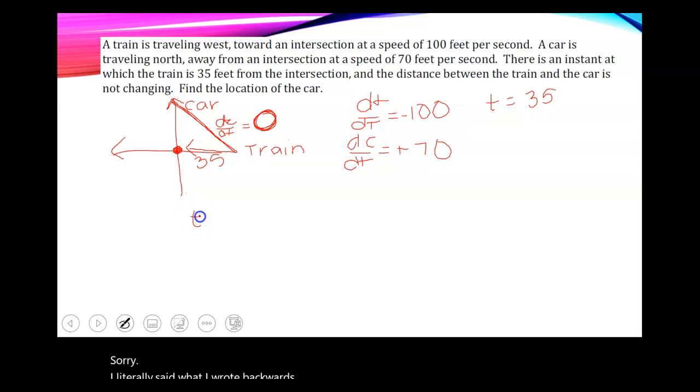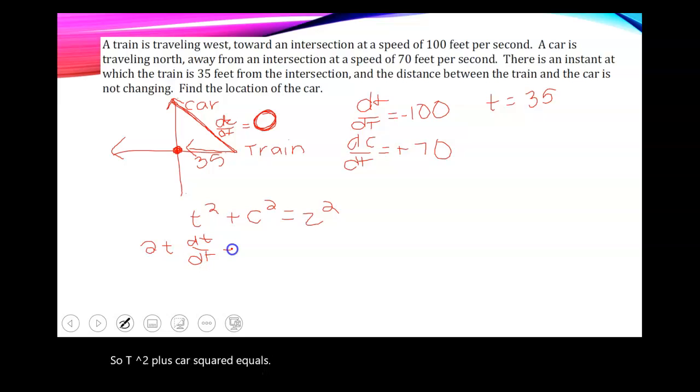So, t squared plus c squared equals z squared. Therefore, the derivative is 2t dt/dt plus 2c dc/dt equals 2z dz/dt. What do we know happens on the right side of the equation? It's zero. But aren't we solving for z? No. What are we solving? The location of the car. Yeah, we're solving for this little c.